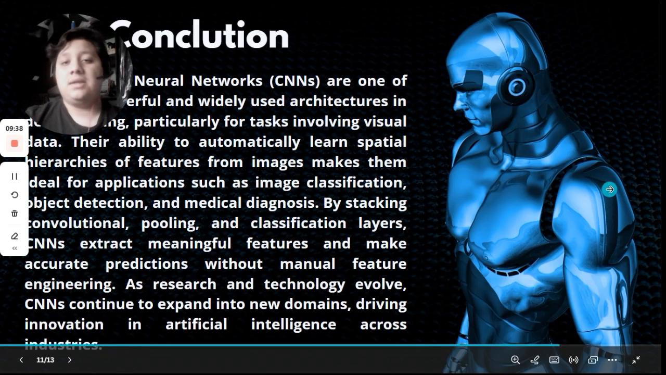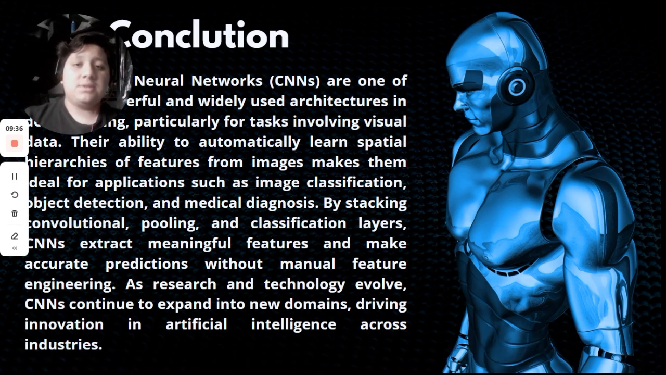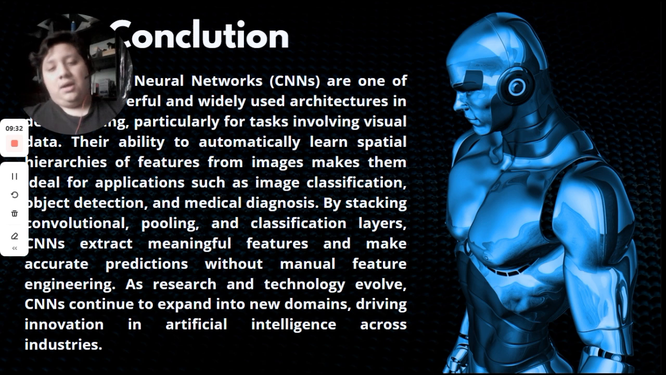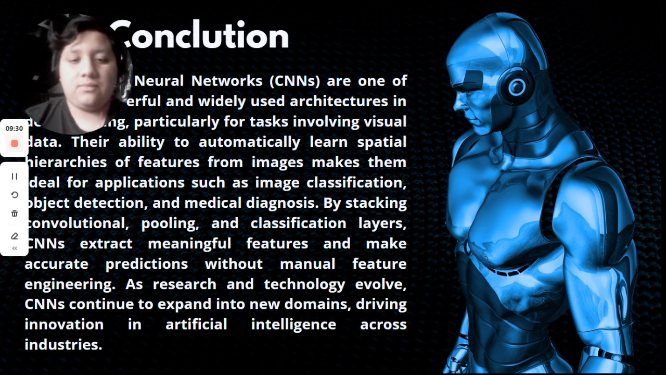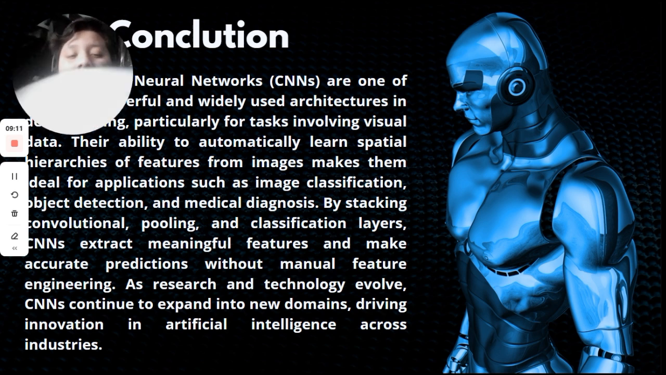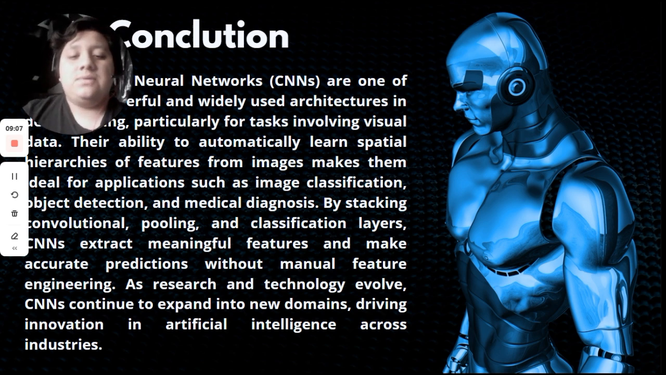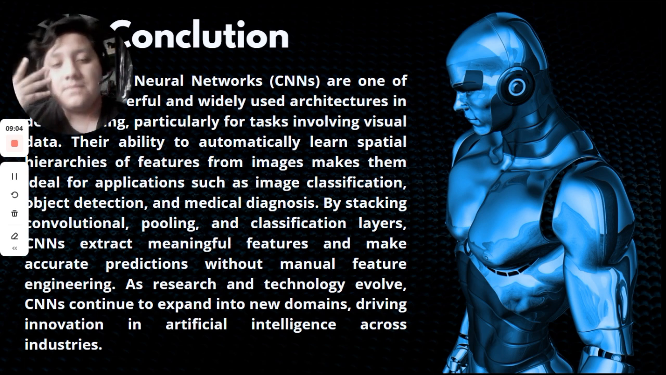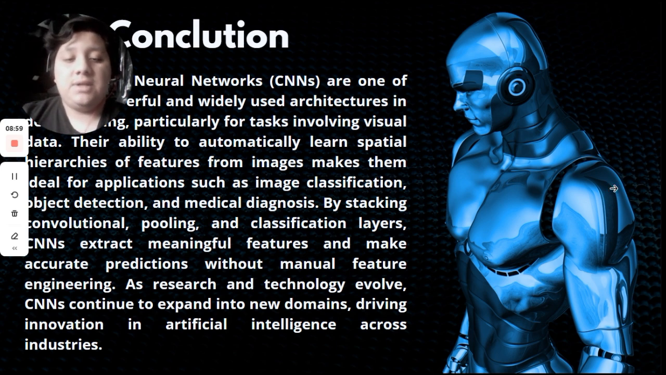And the last, the conclusion. The conclusion of this type of technology is that it has so many types of use, and convolutional neural networks are one of the most powerful and widely used deep learning models, especially for working with visual data. The ability to automatically learn spatial features from images makes them ideal for the task.